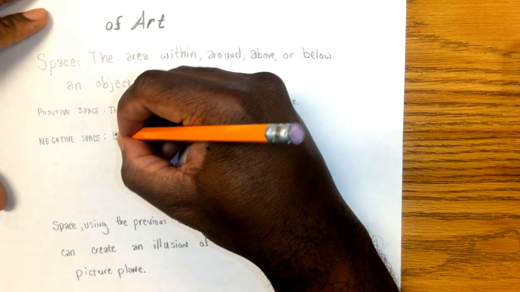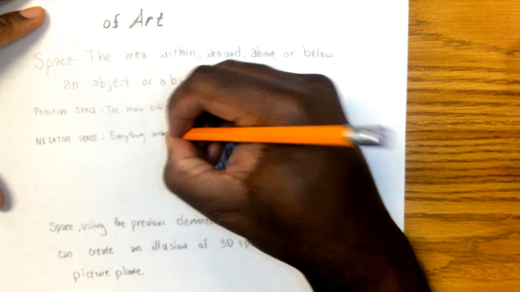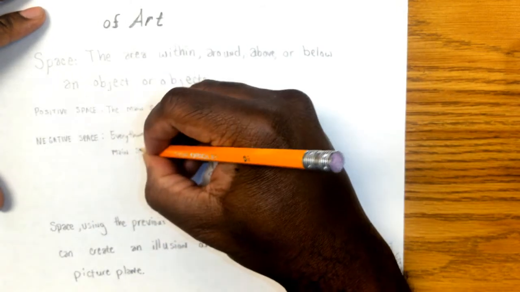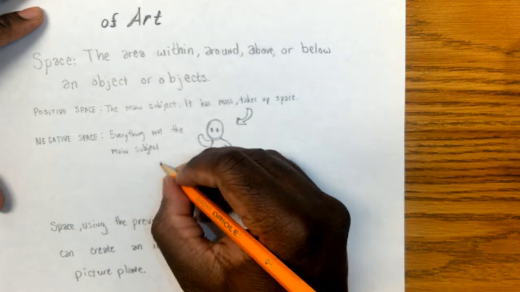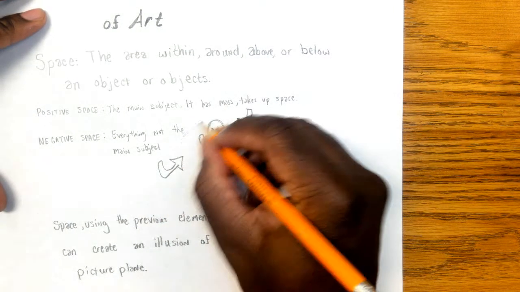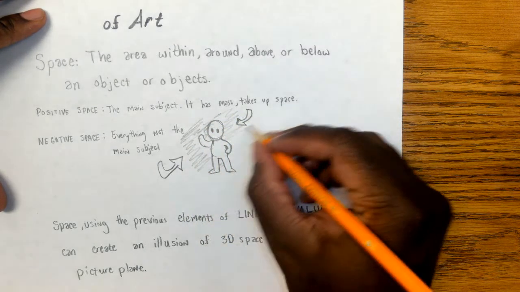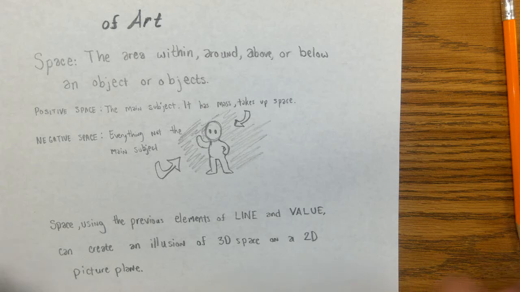Negative space is everything not the main subject. So essentially everything that is around. Now, that does not mean that negative space is immediately some large blank canvas, because we don't do minimalism here. Negative space just means anything that does not hold as much importance.